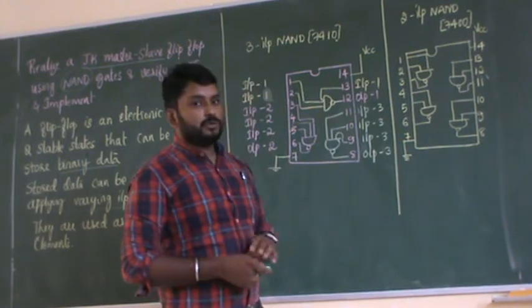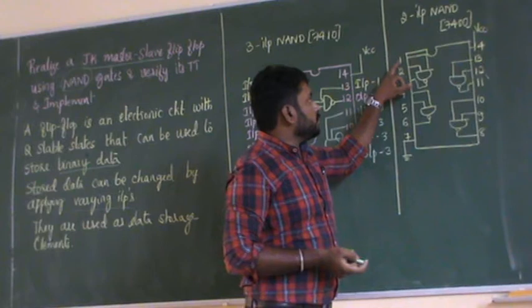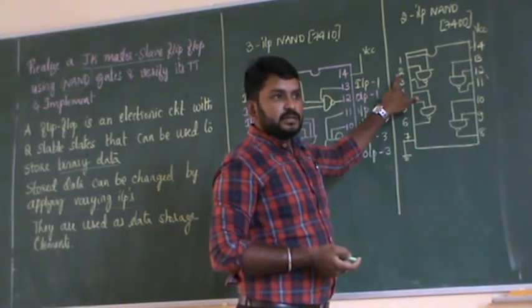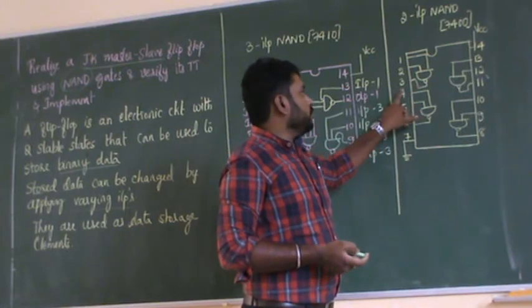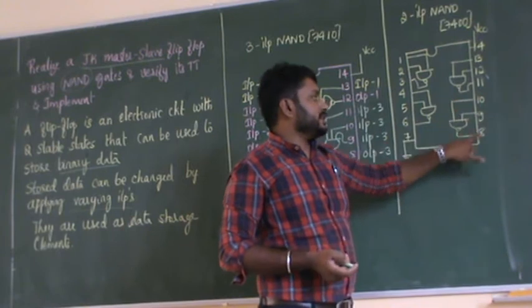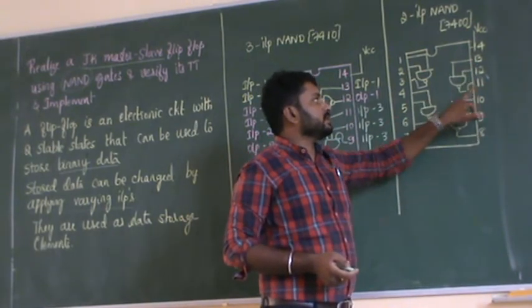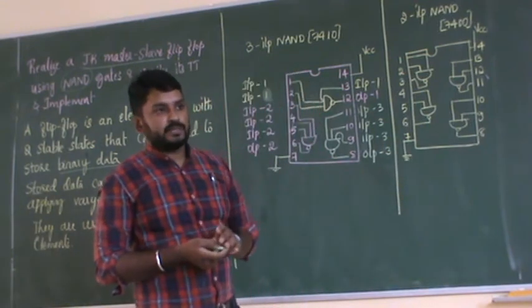Next, coming to 7400, it is similar to that of the AND gate. So 1, 2 will be acting as inputs for the first NAND gate, and 3 is the output of the first NAND gate. 4, 5 are inputs, 6 is the output. 9, 10 are inputs, 8 is the output. 12, 13 are inputs, and 11 is the output. 7 is the ground, and 14 is connected to the positive power supply.